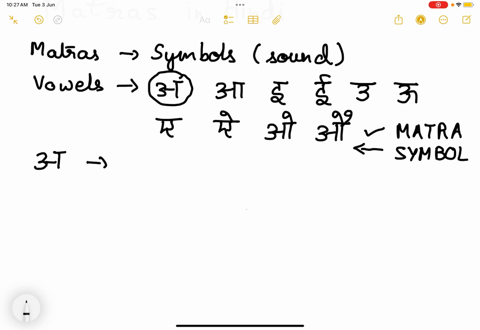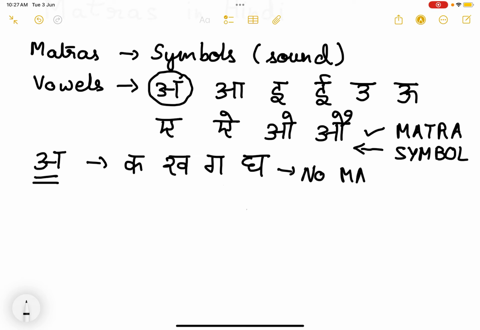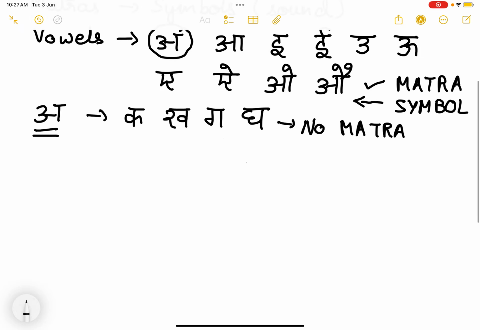Remember in all the consonants that we learned like ka, ga, gha, all these, you hear the closed mouth a sound in all of these, right? This sound is already present in all the consonants. It's inbuilt in all the consonants. So this particular vowel has no matra. It has no matra or no symbol at all. We'll understand why there is no matra for a. First let's talk about aa as well.